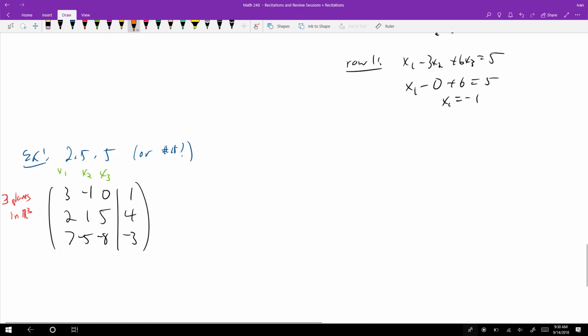So this 3 is really the number of rows. I'll call this m, actually, since we always do m by n. So 3 is the rows. And then how do we know it's in R3? Well, that's because that's the number of variables we have, right? And so that's n.